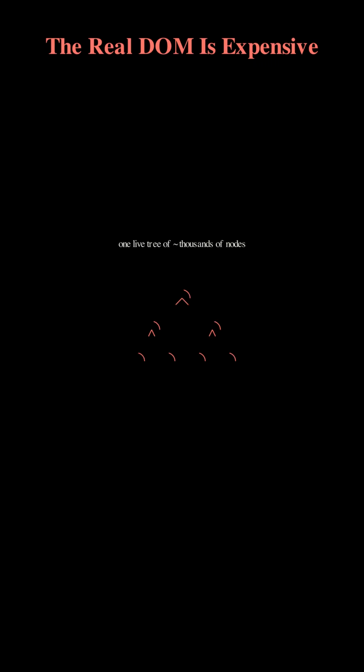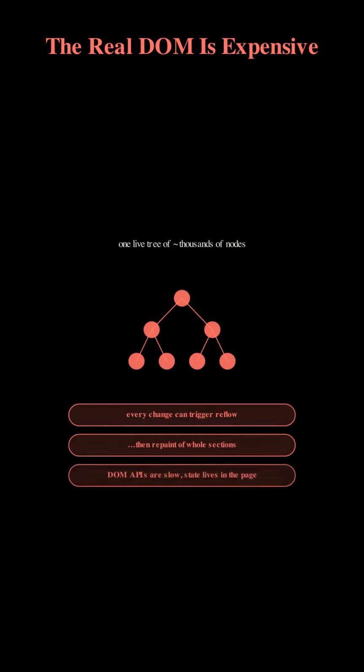The real DOM is one giant live tree with thousands of nodes, and touching it is expensive. Every change can trigger reflow, then repaint of whole sections. The DOM APIs are slow, and the page's state lives right there in the tree. Touch it carelessly, and your UI jitters.